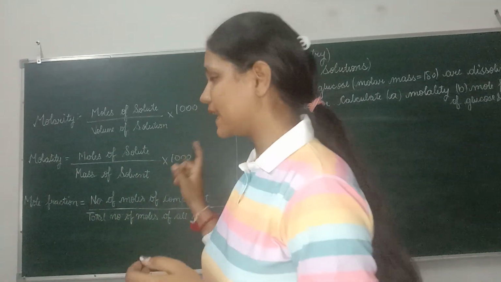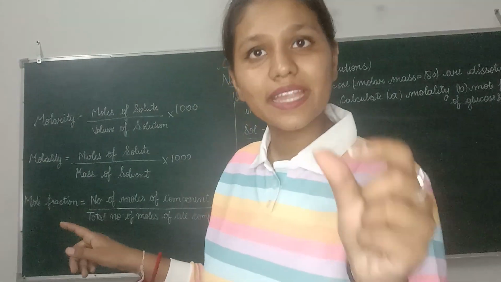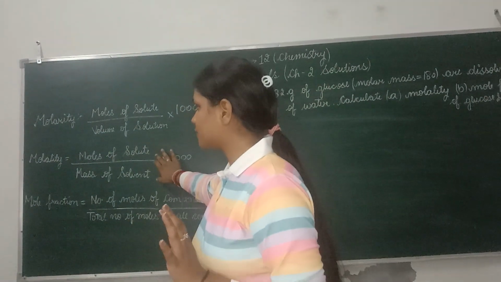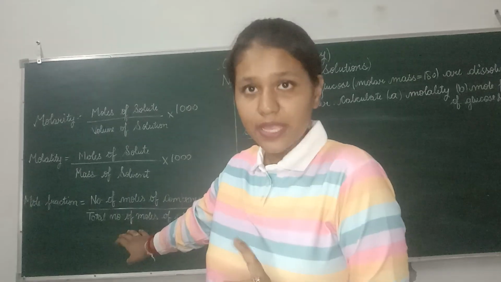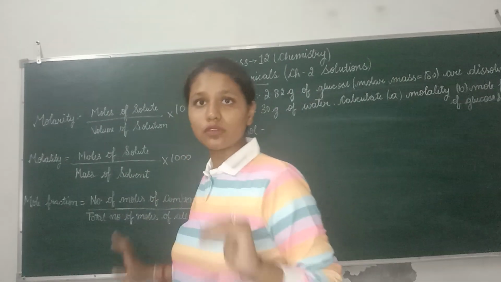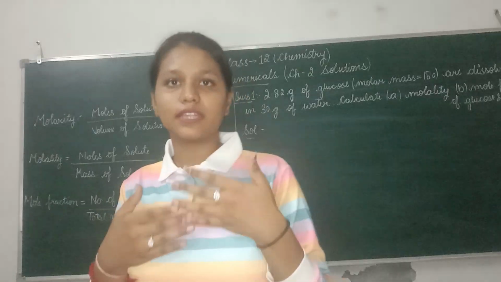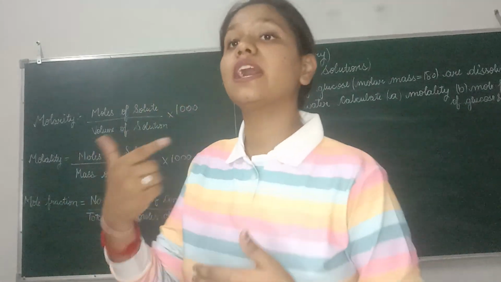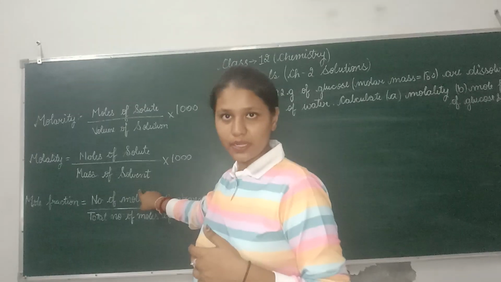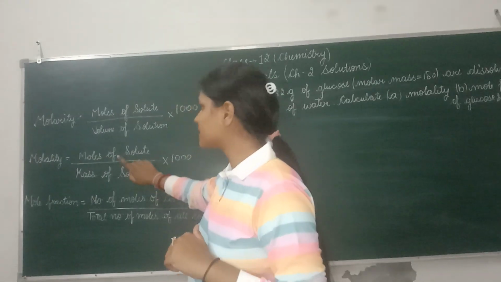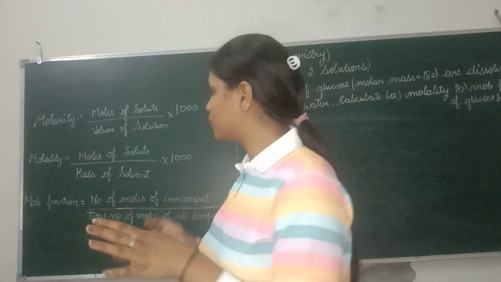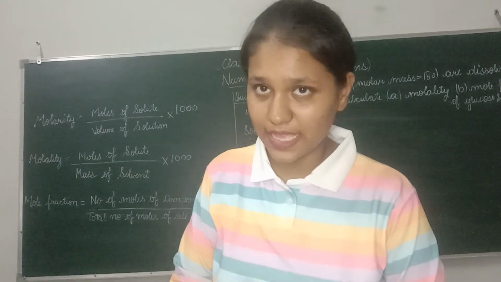Moles can be calculated from the molar mass and the actual mass given in the question. So here first of all we have to calculate the moles of solute and divide by the mass of the solvent. First of all we have to determine which one is the solute and which one is the solvent, and then we have to put the value of the mass of solvent in the denominator. In the numerator we have to calculate the moles of the solute, multiplied by 1000.